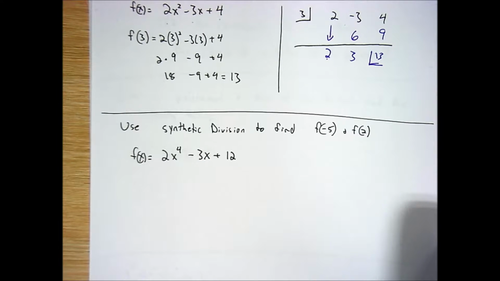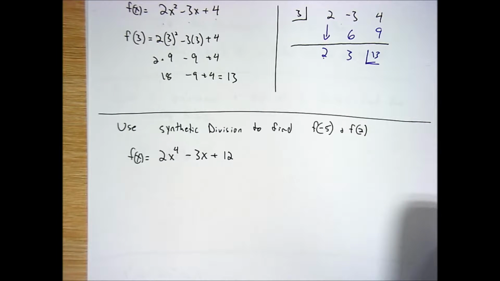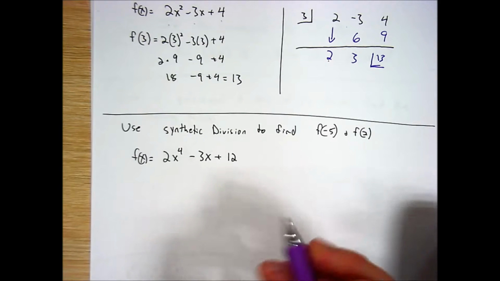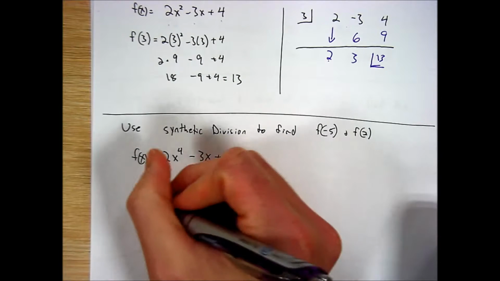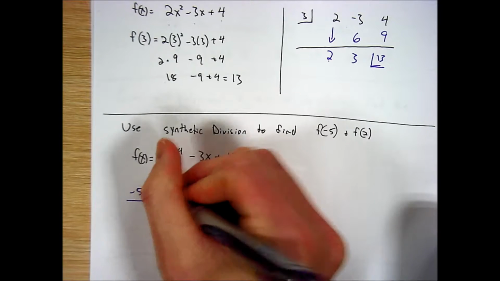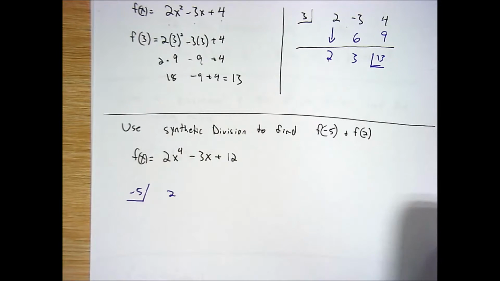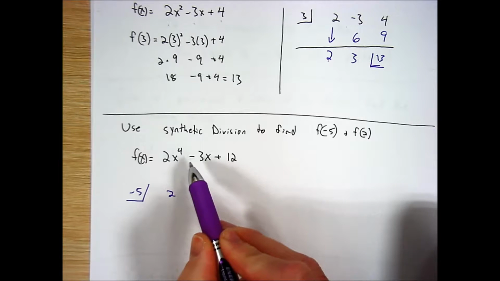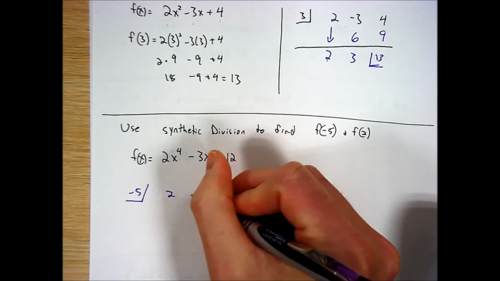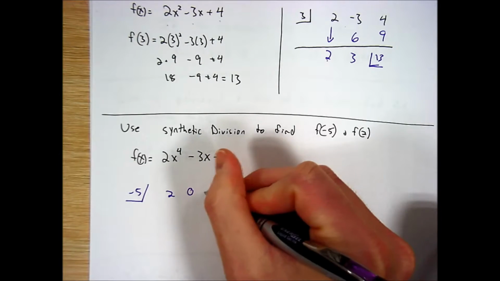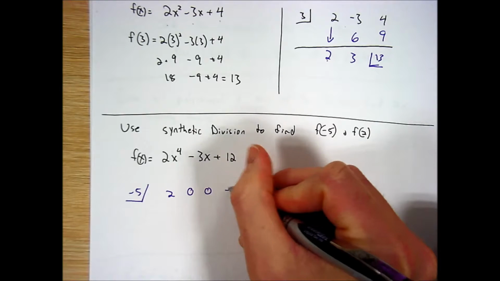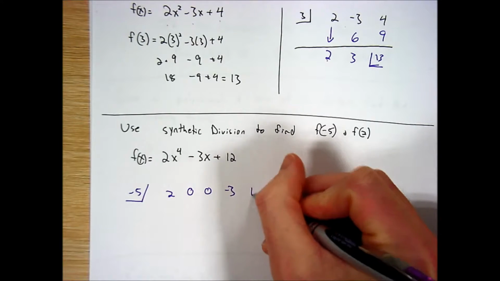Use synthetic division to find f of negative 5 and f of 2. So we got to put negative 5 up here in the top. 2 for x to the 4th. Notice there's a gap here. There's no x to the 3rd or x squared, so I got to put those in. 0x to the 3rd, 0x squared, negative 3x plus 12.